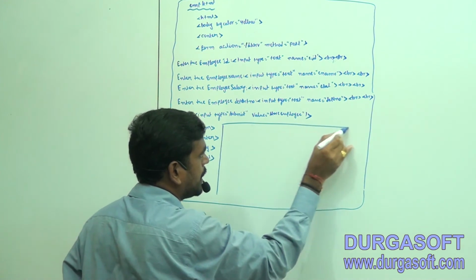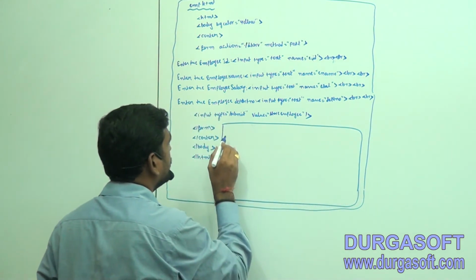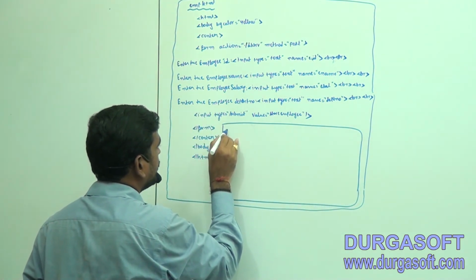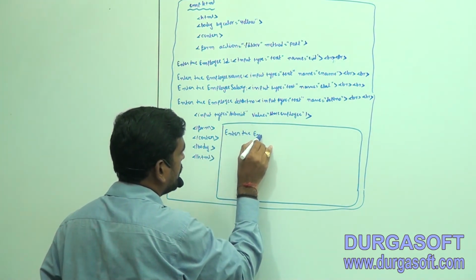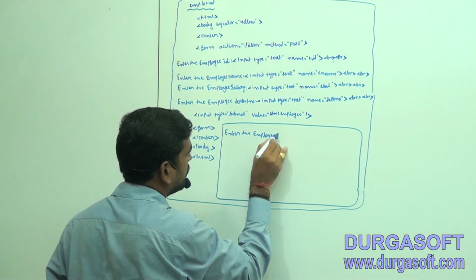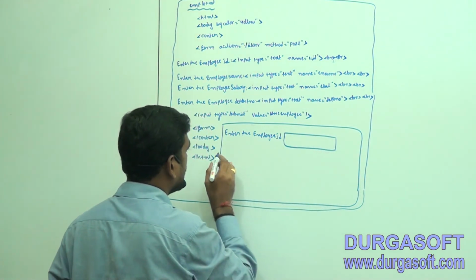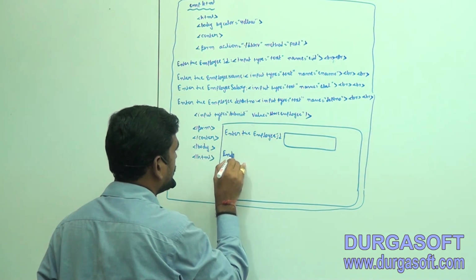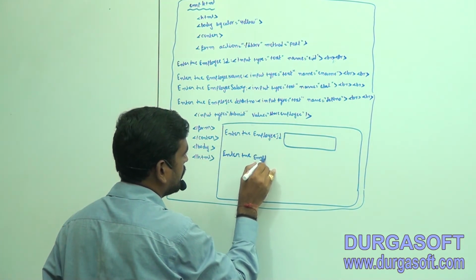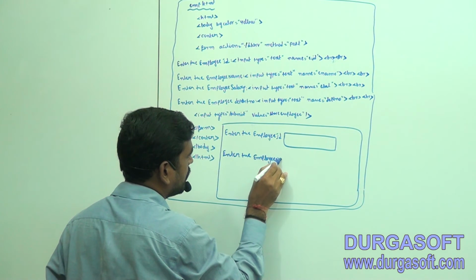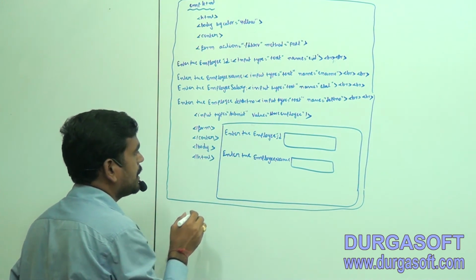How is it going to be displayed? Enter the employee ID, one text box. Next, enter the employee name. The next, enter the employee salary.